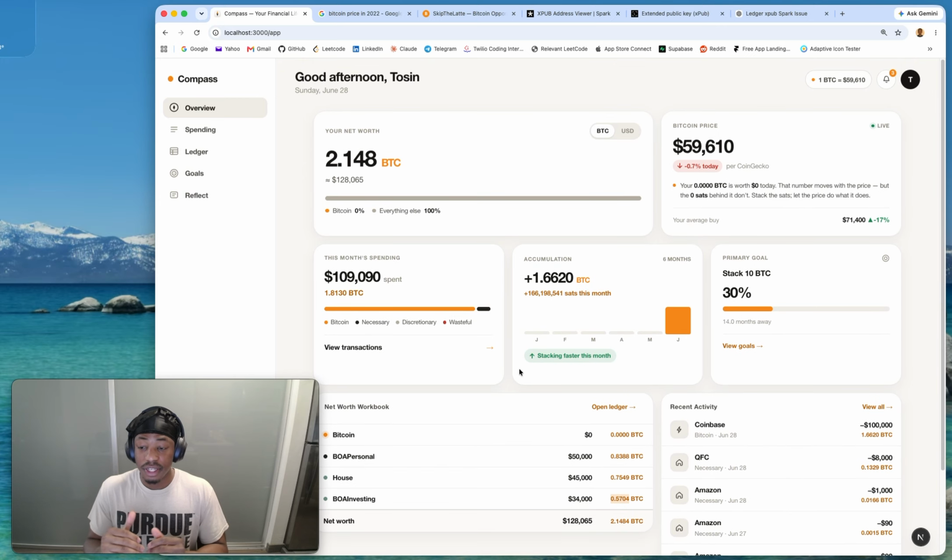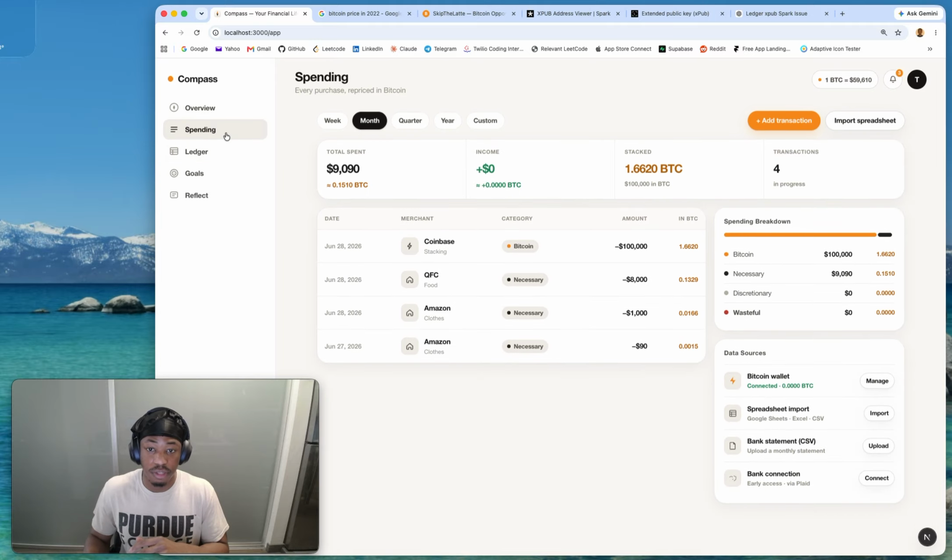So now I want to get into more of tracking, and where this comes into play is going to be in the spending tab. So this month, June, I can see my total spent. And again, this is all in fiat, but seeing it priced in Bitcoin will give me a different lens in terms of actually seeing, oh, was that really the right purchase that I should have made?